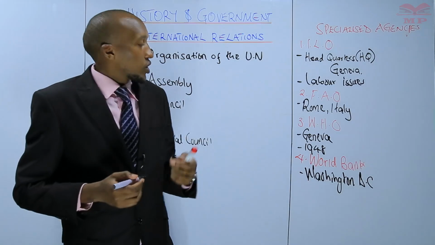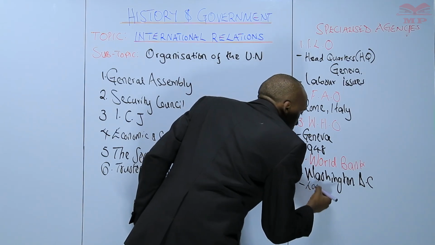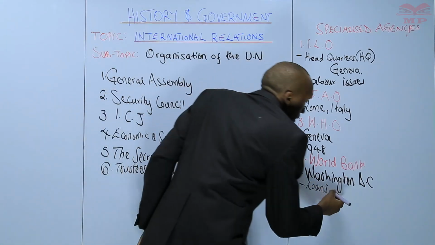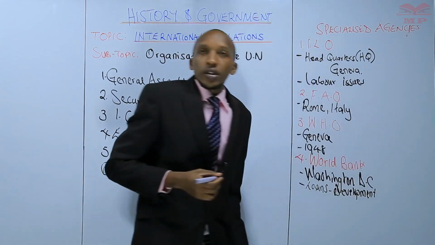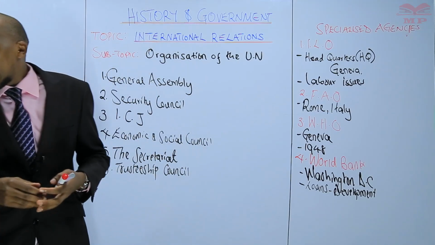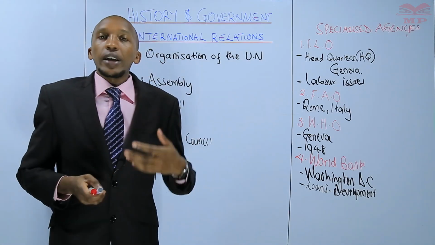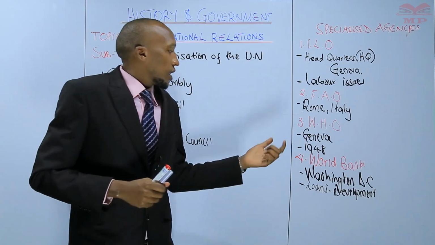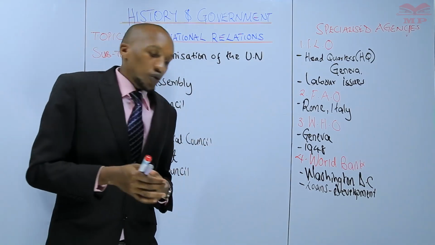This one was created in 1945, and it is concerned with giving out loans to help in development projects. It gives out loans to the members of the United Nations to help them in developing economies, and also for the balance of payments, to make sure that the countries or economies are stable. So it is the duty of the World Bank to advance loans to members, and then members are able to pay at an interest.